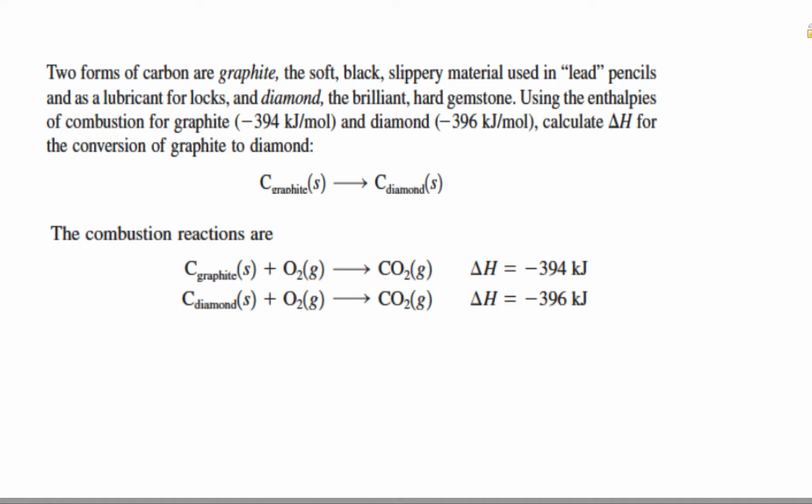Let's go to the next problem. Let's take this problem. What is the problem here? Two forms of carbon: graphite, a soft, black, slippery material used in lead pencils and as a lubricant for locks, and the second form, diamond, a brilliant hard gemstone. Using enthalpies of combustion for graphite, which is negative 394 kilojoules per mole, and diamond, negative 396 kilojoules per mole, calculate delta H for the conversion of graphite to diamond.